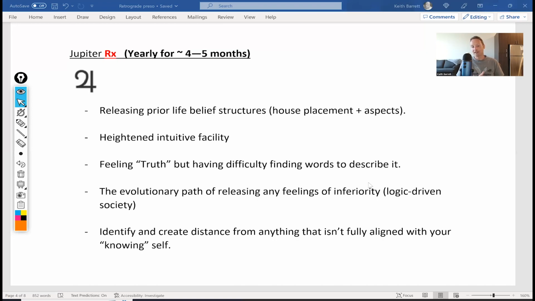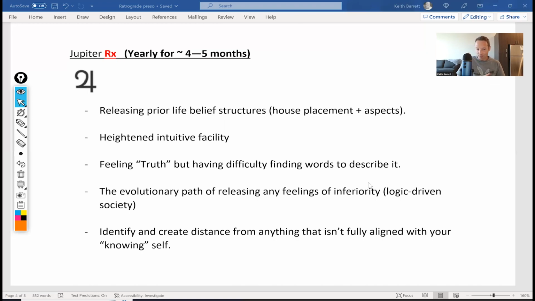And so releasing any judgments or any projections from people in terms of not conforming to consensus reality, which is still very much logic driven, right? A, B, C, 1 + 2 = 3, right? If you can't fit it into that structure, you're outside of consensus. And that's okay, right? If you have Jupiter retrograde.